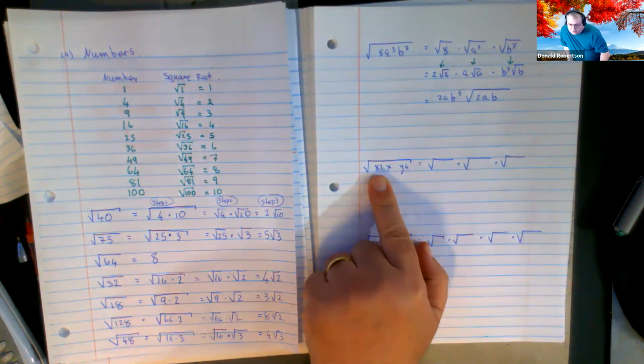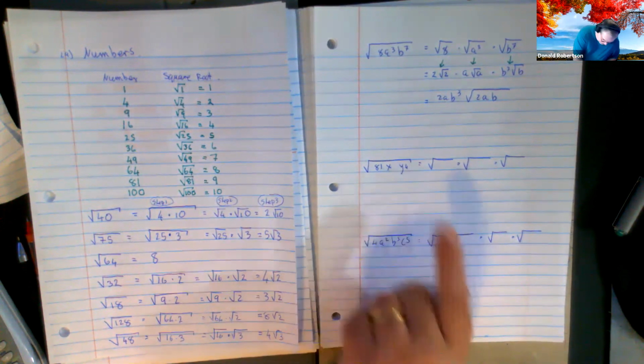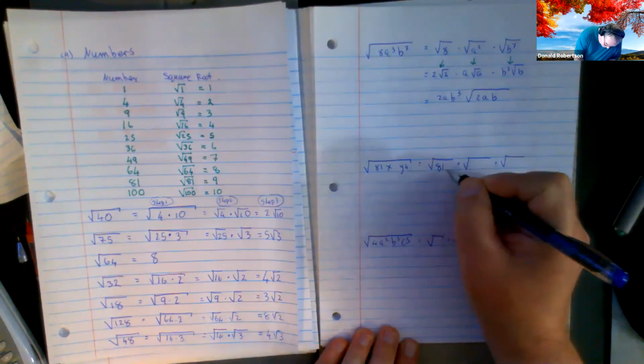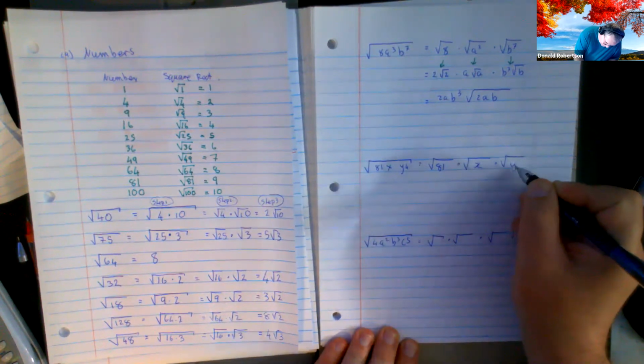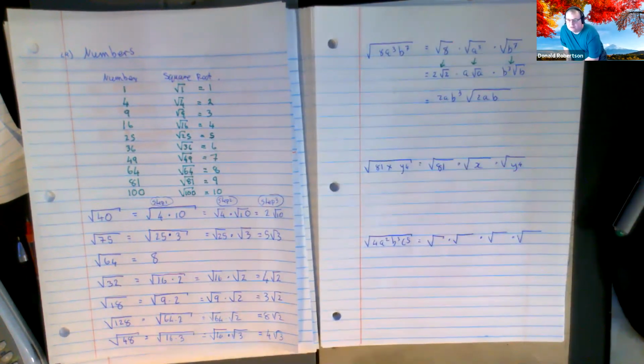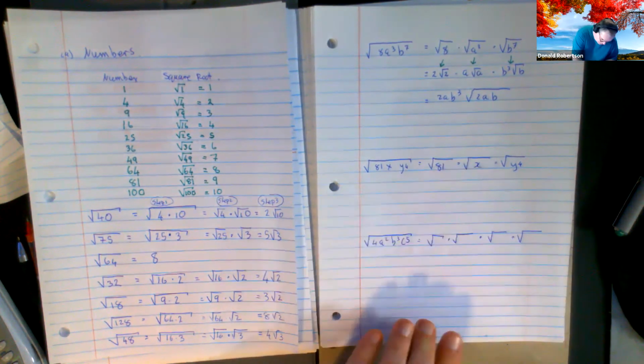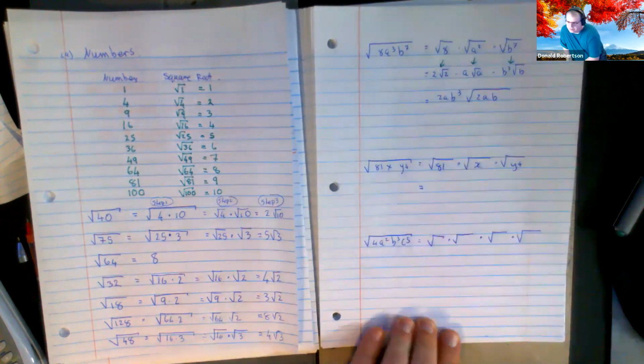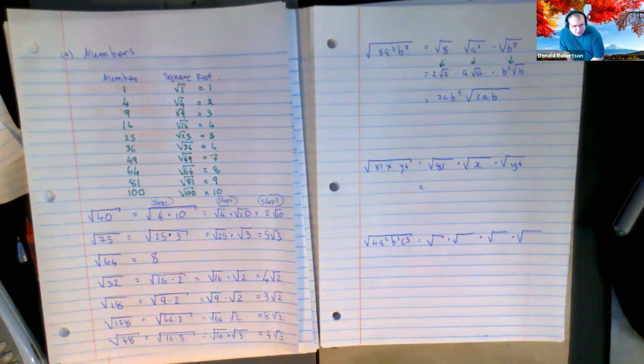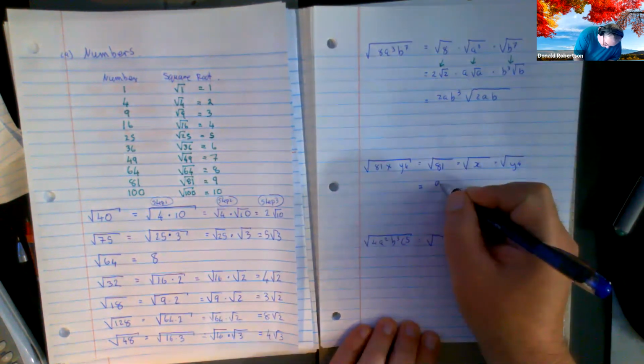Second one of the set, this one. Split it as an 81, an x, and a y to the 4. And this one is pretty straightforward, I think. For instance, what is the square root of 81? It's a nice answer, isn't it? Square root of 81. 9. Agreed.